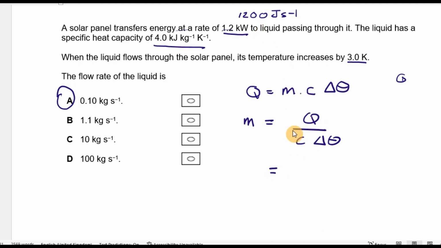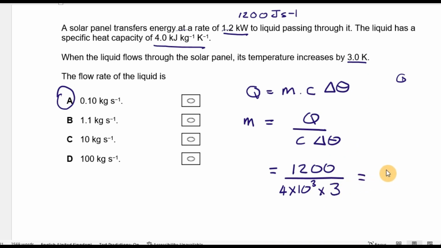Well, the energy change in 1 second I've just said is 1,200 joules. The heat capacity we're given in non-standard units, given as 4 kilojoules, so I need to change that to joules per kilogram per Kelvin. So 4 kilojoules is going to be 4 times 10 to the 3. And then we've got a change in temperature of 3 Kelvin.